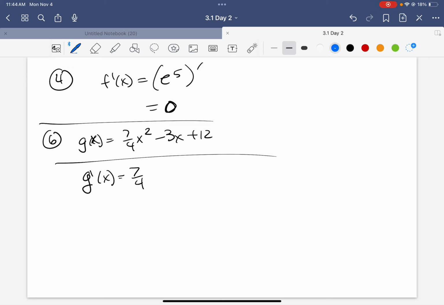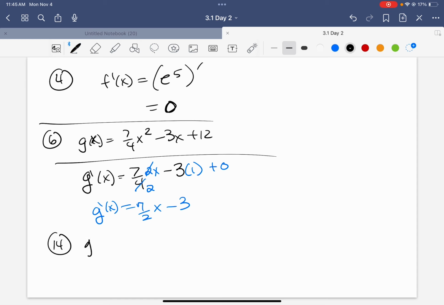I'm going to draw a line and say, okay, I'm taking the derivative. So you pull out the constant times the derivative of x squared is 2x, minus pull out the constant, and the derivative of x is 1, and then the derivative of 12 is 0. So this is going to be, cancel out a common factor of 2. It's going to be 7/2 x minus 3 is the derivative. Then we go on to 14.